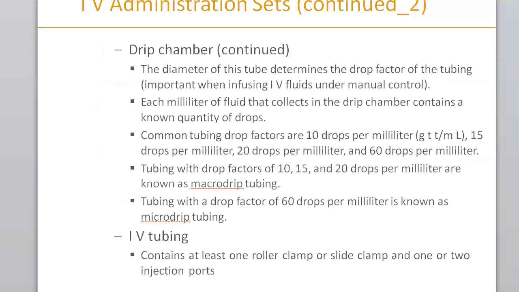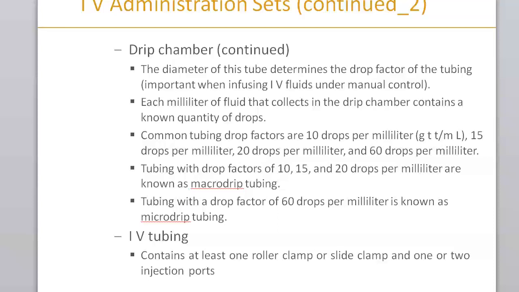And the diameter of the drip chamber's tube determines the drop factor of the tubing, important when infusing IV fluids under manual control. And that's how we calculate drops per minute. In order to solve those calculations, we must know what the drop factor of that tubing is. Some of the drop factors come as 10 drops per milliliter, 15 drops per milliliter, and then your microdrops are 60 drops per milliliter. Each milliliter of fluid that collects in that drip chamber contains a known quantity of drops.